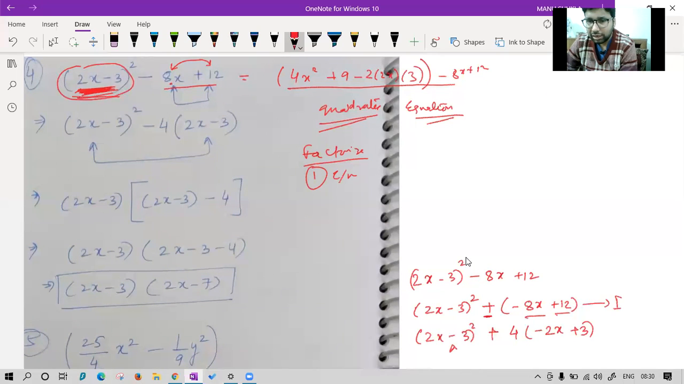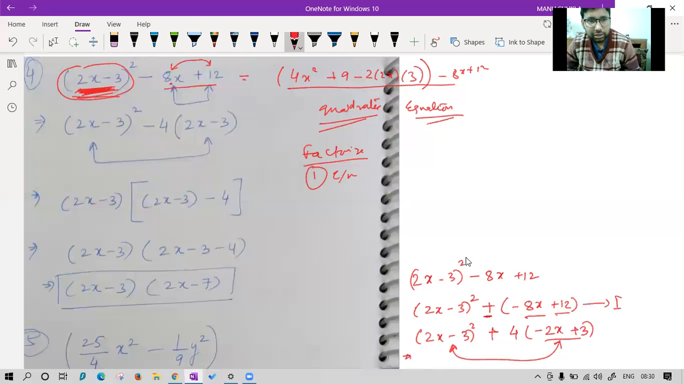But still, are they same, class? Are these two same? No, they are not same. Why? Because it is 2x minus 3. It is minus 2x plus 3. Only difference of negative sign. So how we can make them same? We have to take minus outside. Very good. We have to take a minus outside from this second expression.